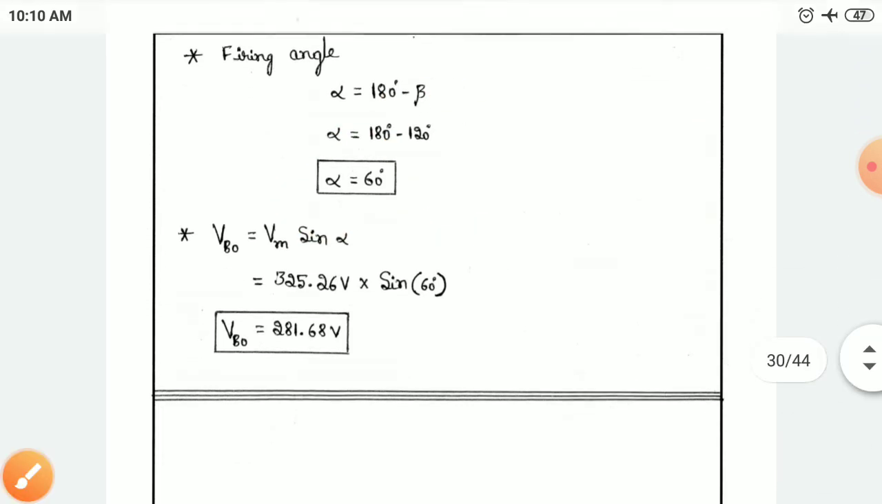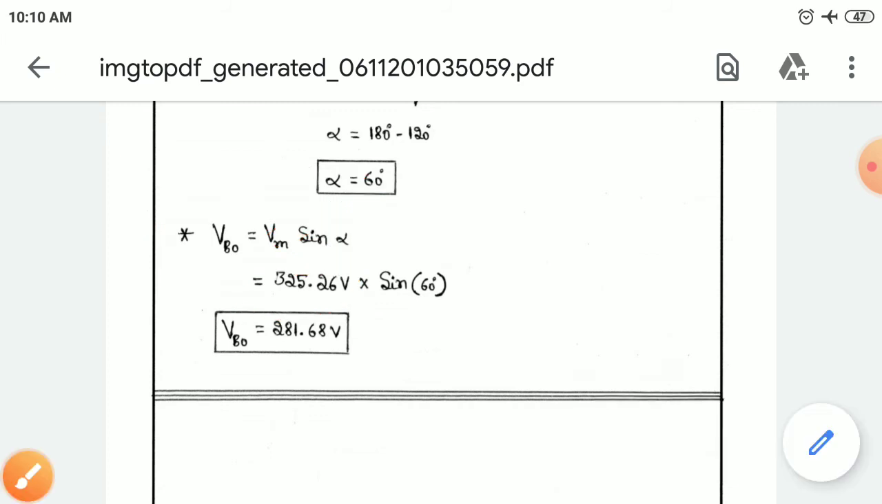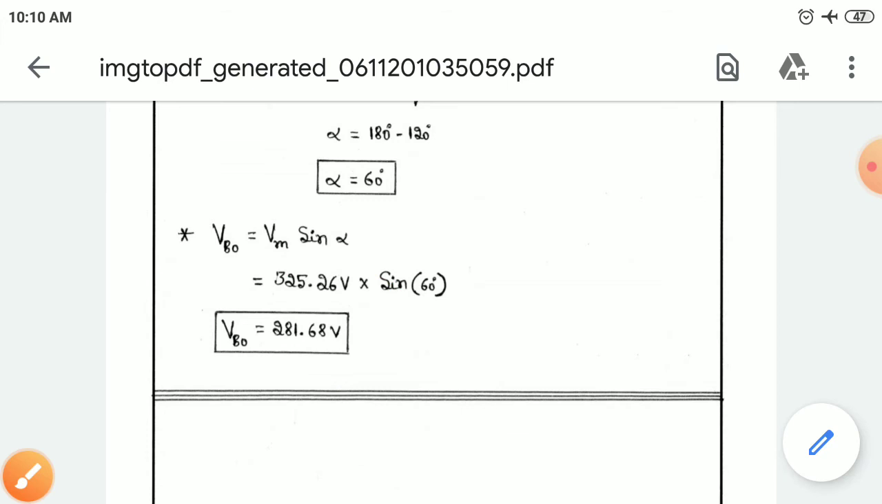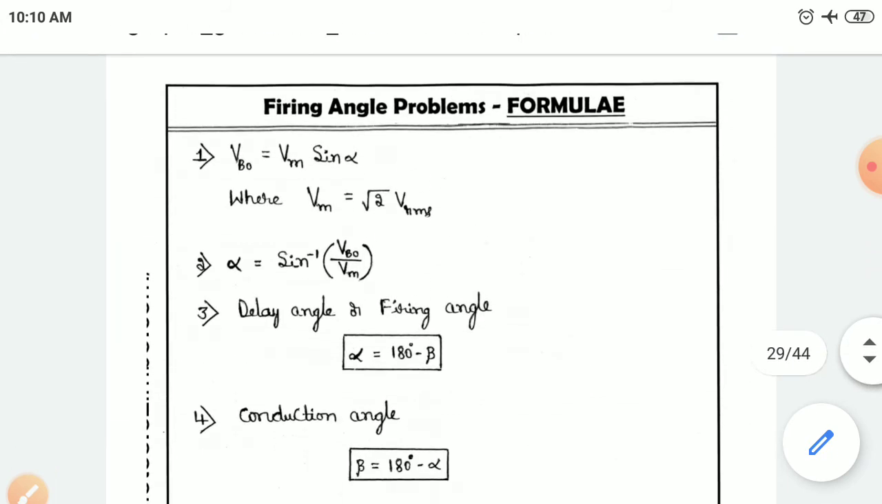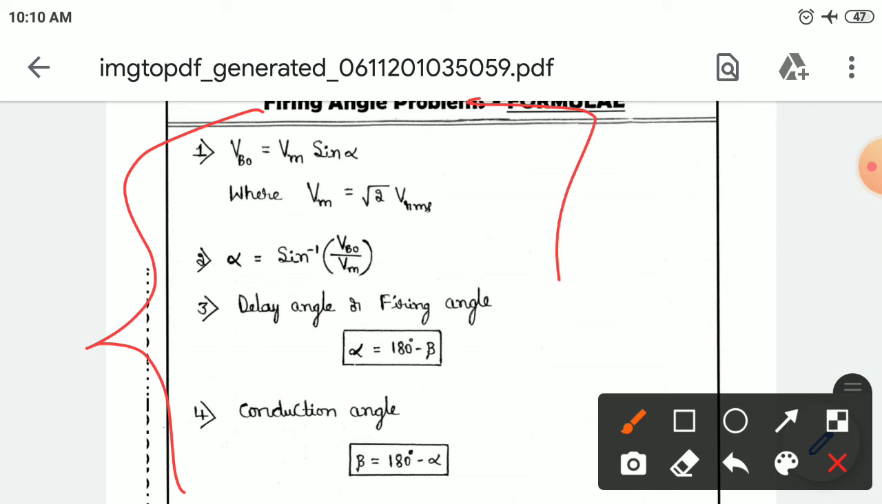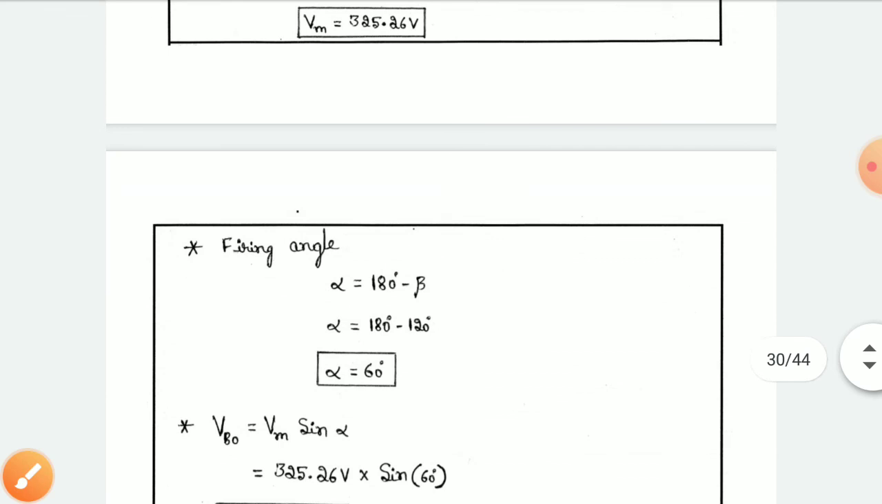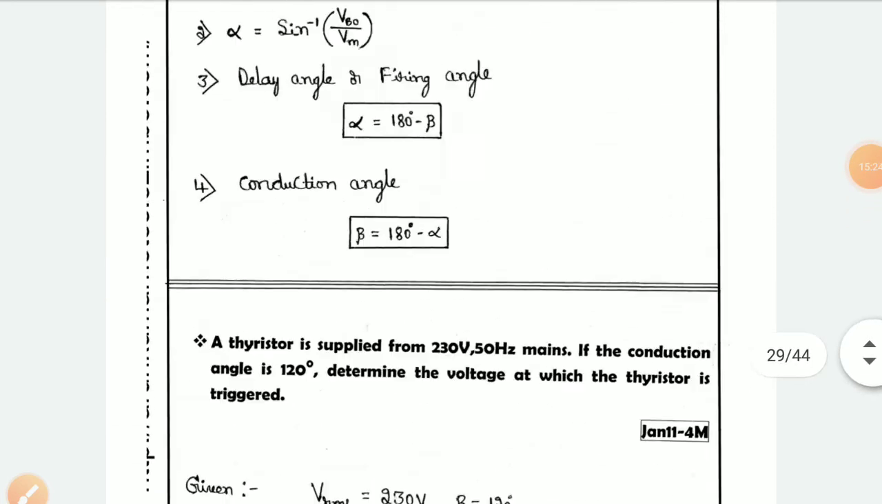Then VBO or Vs is equal to Vm sin alpha. Vm is calculated, and alpha is 60 degrees. You will get Vs equal to 281.68, or VBO, the break over voltage, is 281 volts. So using these formulas, if you remember all of them, problems on firing angles will be easier. You have to calculate the Vm value, alpha value, beta value, and VBO values. This is how you do the problems on firing angle circuits.